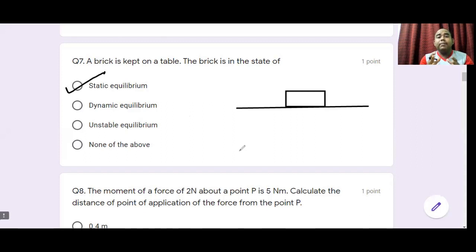It is that equilibrium, that condition when a number of forces are acting on the body and the body is in the state of rest. एक बॉडी में कई सारे फोर्सेस लग रहे हैं और उसके बावजूद भी बॉडी रेस्ट में है, ऐसी स्थिति है, so हम कहेंगे कि body is in the state of static equilibrium.